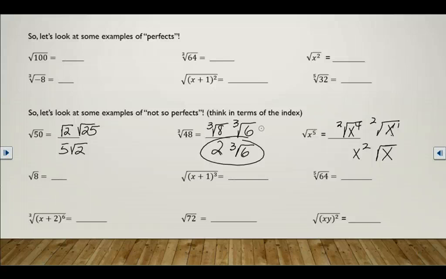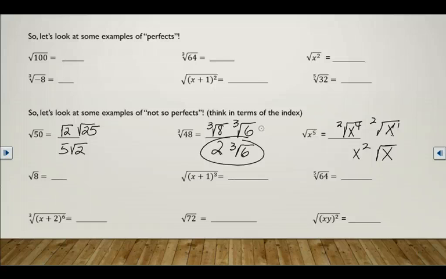If I gave you the square root of x to the 7th, what would you change x to the 7th to? X to the 6th times x to the 1st, because 6 is divisible by 2. You got it? Same thing here. What would I change x plus 1 to the 3rd power to? X plus 1 to the 2nd power times x plus 1 to the 1st power, and take the square root of x plus 1 to the 1st, put it in absolute values.